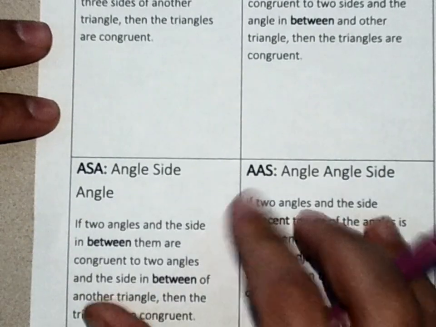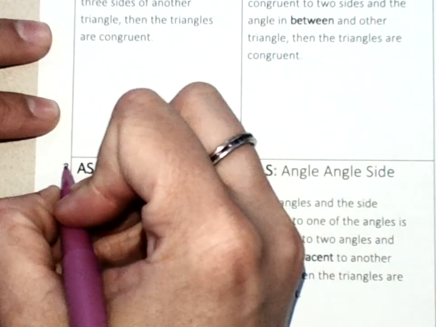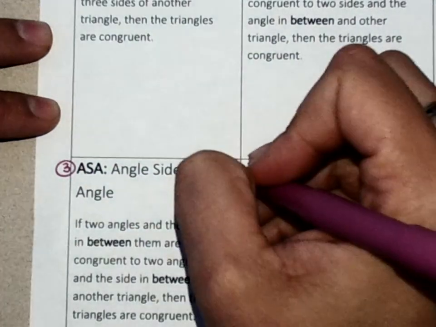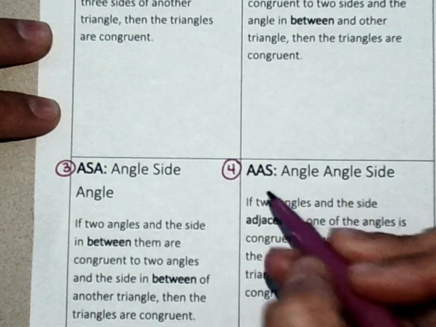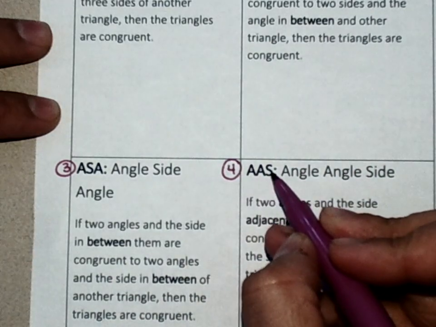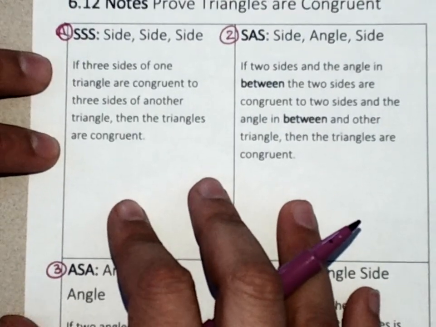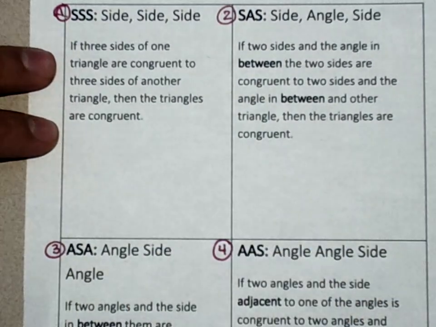Then we have angle-side-angle, which says two angles are congruent with a side in between them. And angle-angle-side, two angles that are next to each other and a side that is adjacent to one of those two. So let's take a look at what this would look like in a diagram.